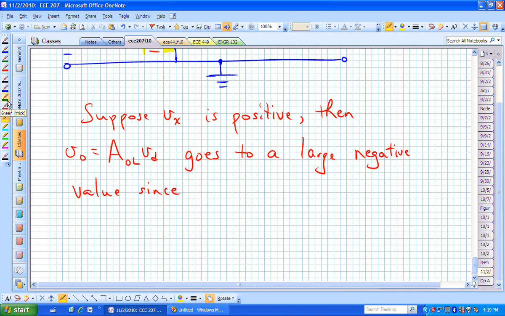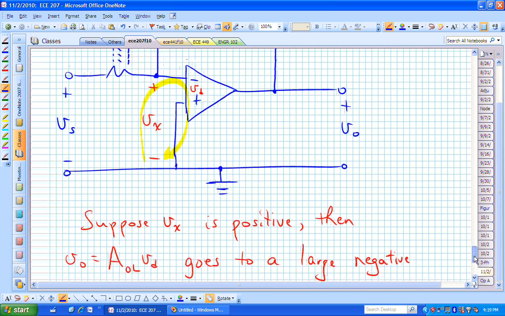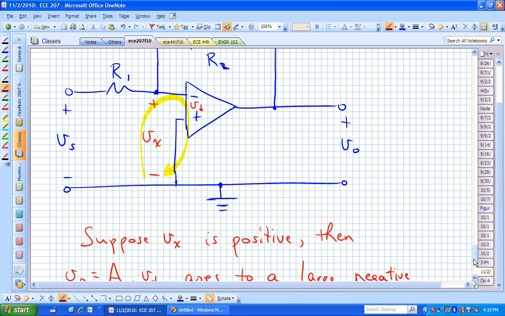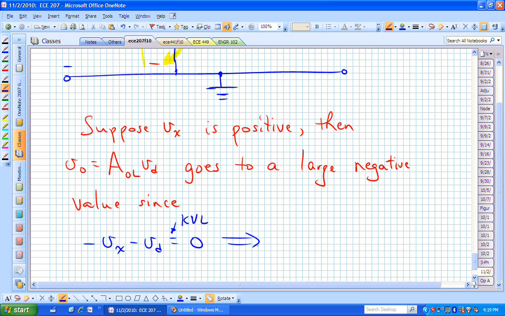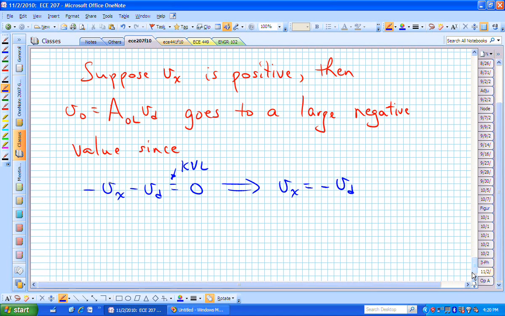We're trying to convince ourselves that this last statement that I made is true. I have just said that minus V sub X minus V sub D is equal to zero by KVL. So there's minus V sub D, the way that we're labeling that op amp. This now says that V sub X is minus V sub D. So if V sub X was positive, then minus V sub D is positive, or V sub D is negative, right? Or we could say that V sub D is equal to minus V sub X.